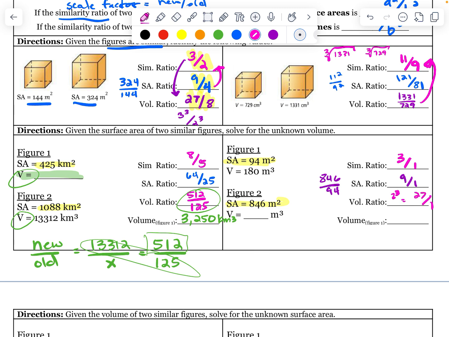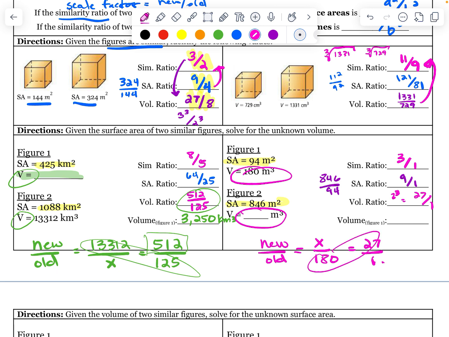So I'm going to again do new over old. So new over old equals x over 180. And that is equal to my volume ratio. We're solving for volume. 27 over 1. Cross multiply, divide by 1. 180 times 27 divided by 1. The new volume is 4860 meters cubed. Make that actually look like a 4.